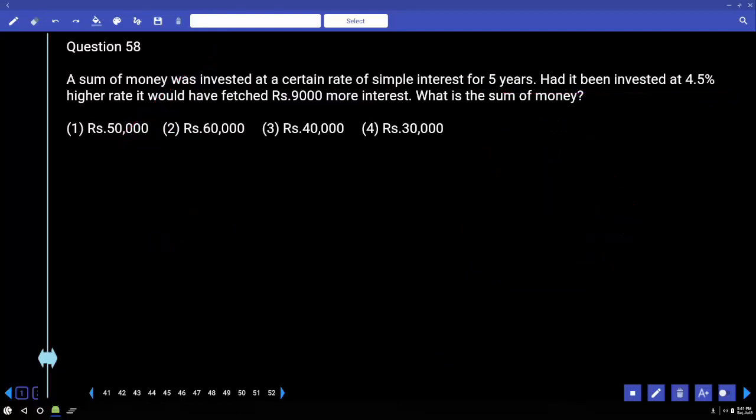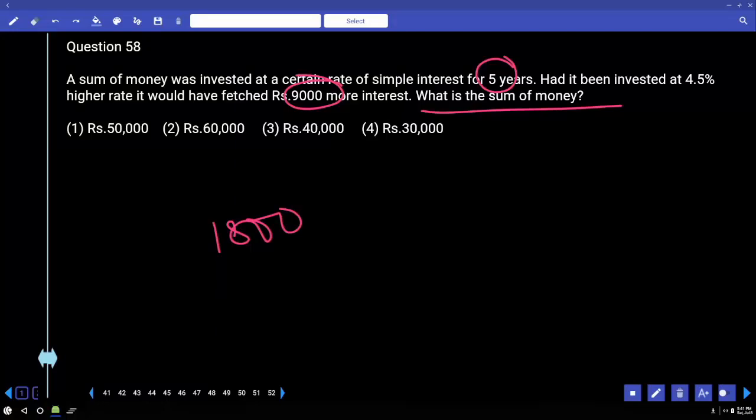A sum of money was invested at a certain rate of simple interest for 5 years. Had it been invested at a 4.5% extra rate, it would have fetched 9,000 more interest. What is the sum of money? Actually, generally he is giving a rate of interest, for how many years? 5 years. If the rate of interest is increased, how much extra interest comes? 9,000, for 5 years. So per 1 year how much comes? 1,800 rupees per annum he is getting as interest.